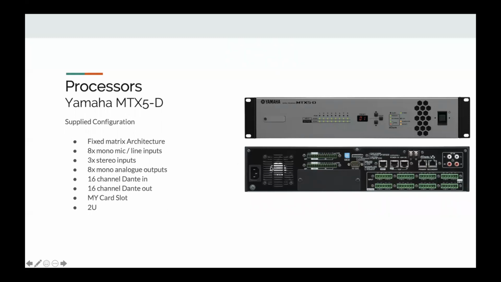The MTX5, through its 2U size, also gains what's known as an MY card slot, and that MY card slot provides compatibility to practically every commercial audio application out there. So you can get everything from an input expander card to a secondary Dante card to all of the supported standards out there like AES and so on. So the MTX5 provides you with a wider range of application.